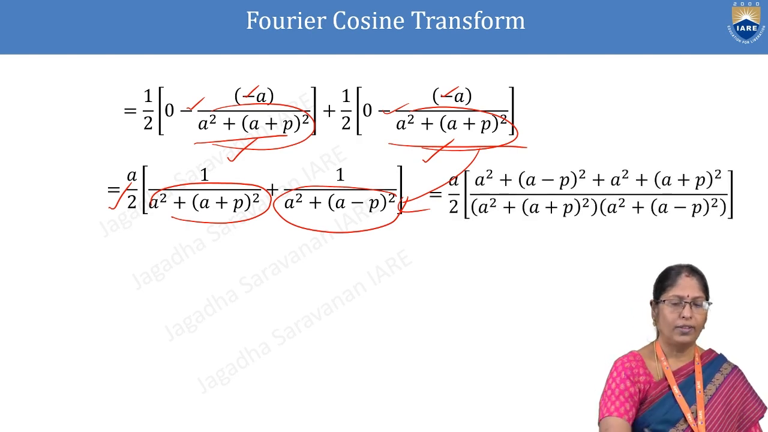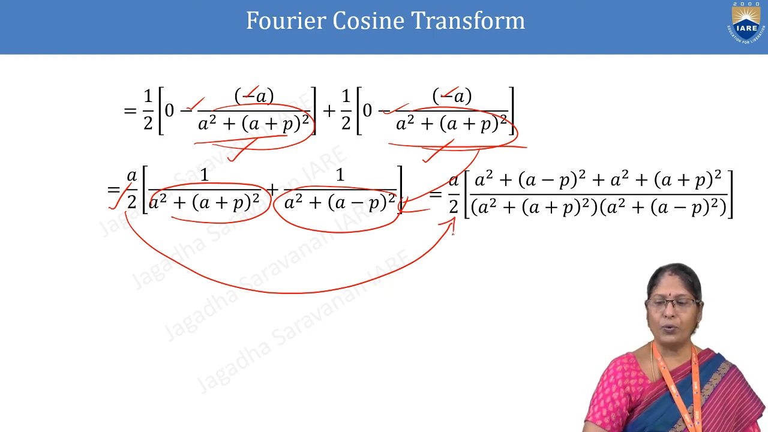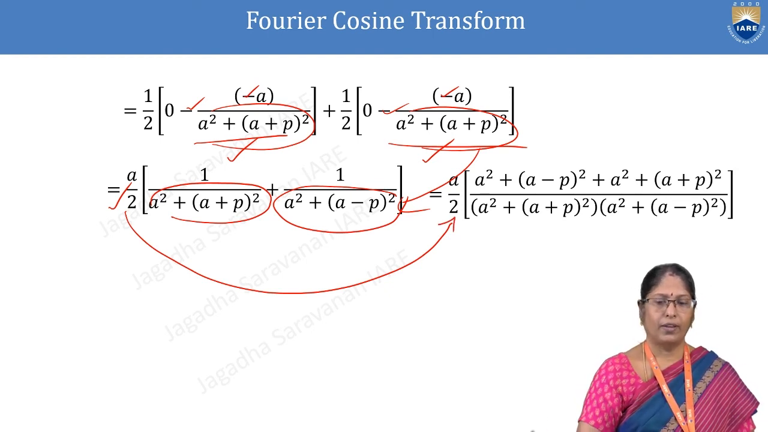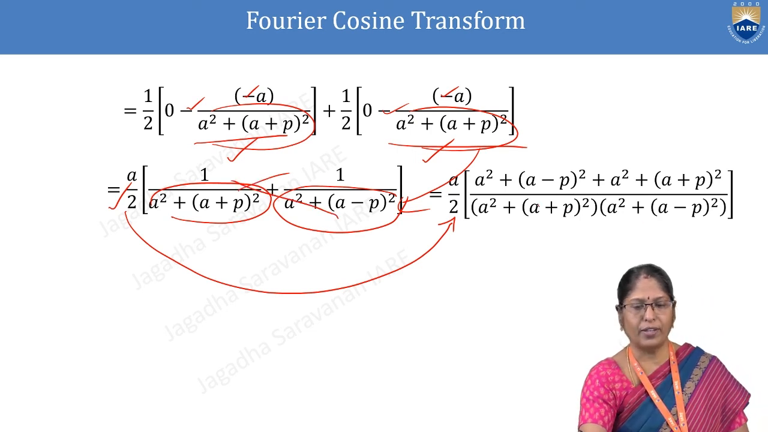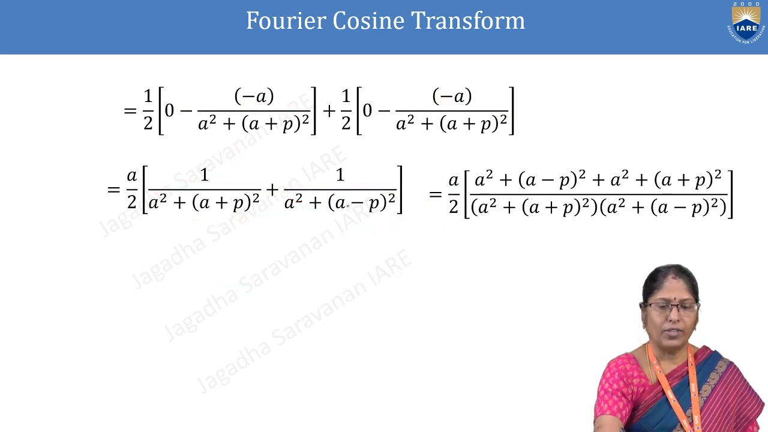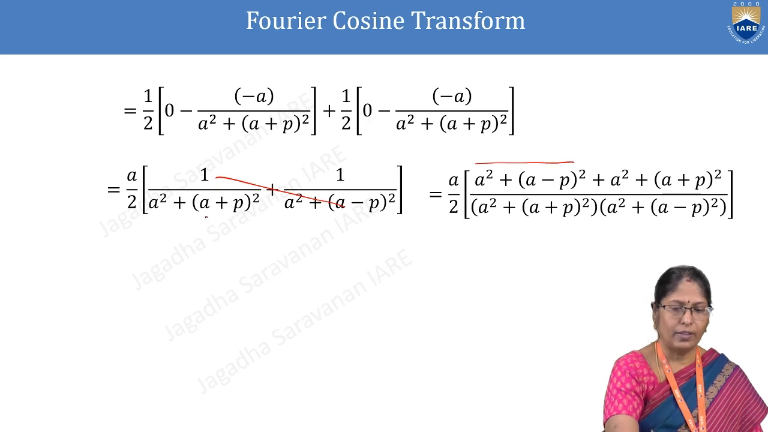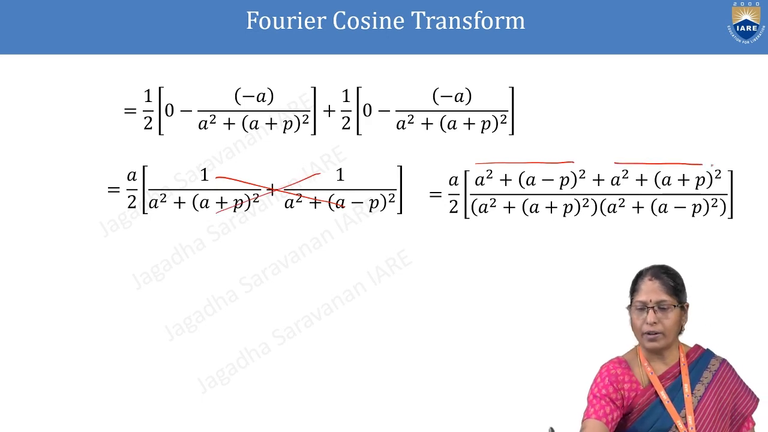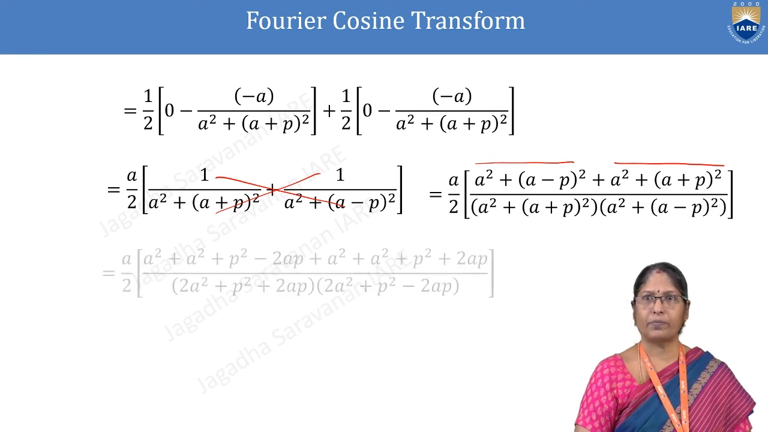Now this a by 2 is written here, and we are doing the LCM, that is, cross multiplication has been taken. You can notice it here. So this term up to here it is there. This term here it is there. Just we have taken the LCM.